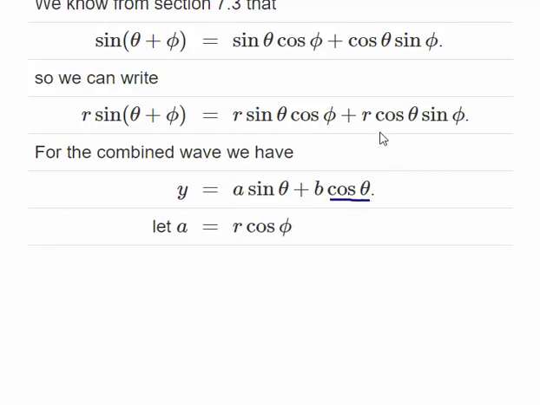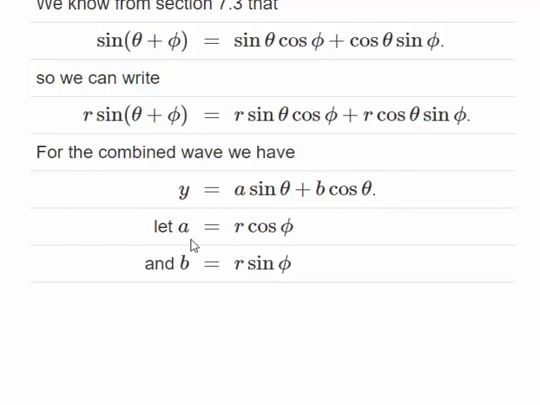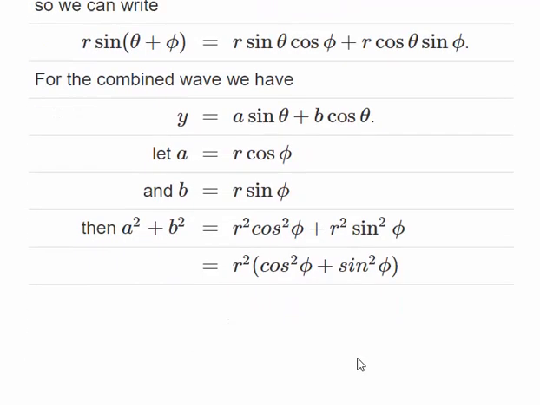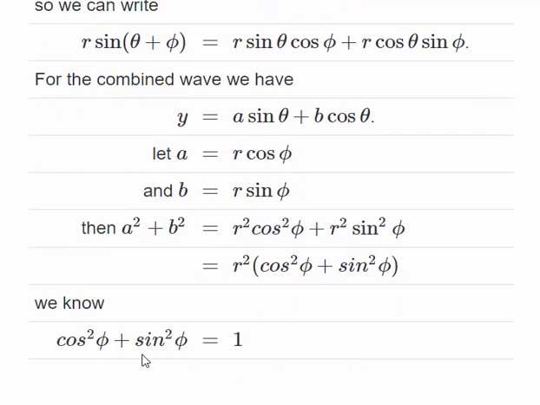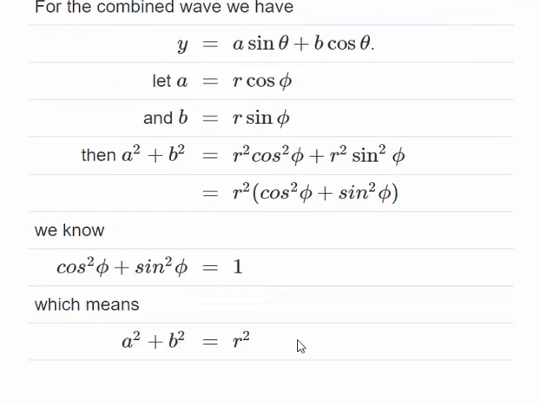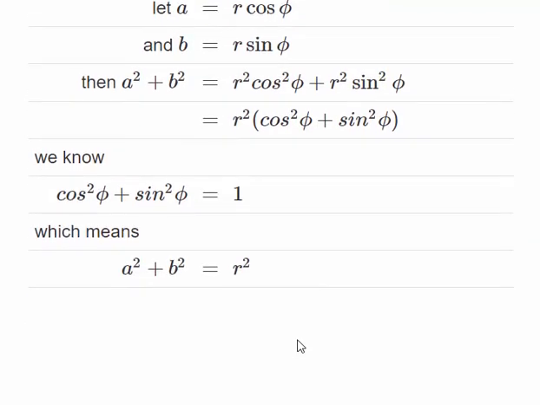We have a cos theta here and a cos theta here, so we can say that b is equal to r sin phi. If we square both terms and add them together, we're going to get a squared plus b squared is equal to r squared cos squared phi plus r squared sin squared phi. If we take r squared outside a bracket, we've got r squared, brackets, cos squared phi plus sin squared phi, and we know that cos squared plus sin squared is equal to 1, which means that we can write that a squared plus b squared equals r squared, which means that r is equal to the square root of a squared plus b squared.